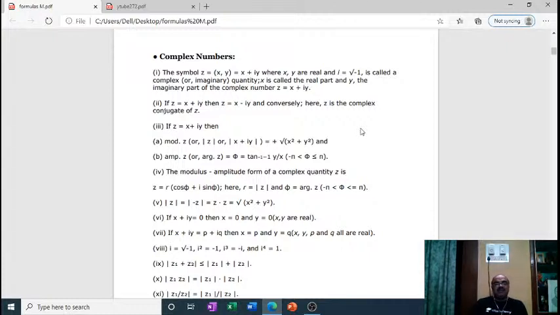If x plus iy equal to 0, then x equal to 0, y equal to 0. Both x and y are real. If a complex number is equated to 0, then x is 0, y is 0, and both of them are real values. If x plus iy equals p plus iq, then x equal to p, y equal to q.